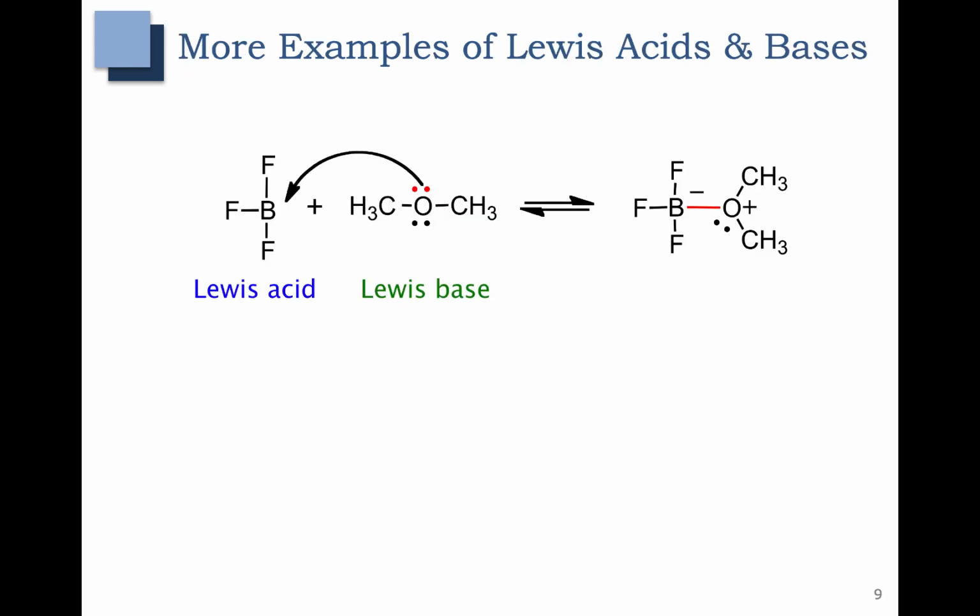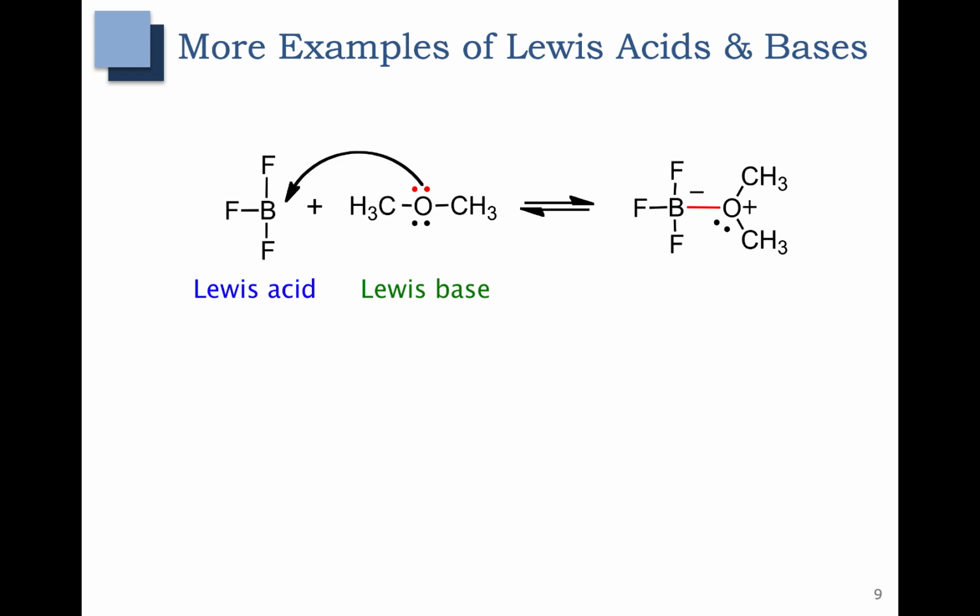Let's look at some examples of Lewis acids and bases that are not Bronsted-Lowry acids and bases. So for example, look at BF3 over here. BF3 is a Lewis acid, but it is not a Bronsted-Lowry acid because it doesn't have any protons to donate. So what's happening here? Boron, remember, has a valence of 3. So it has 3 bonds, but it doesn't have an octet. And that makes it highly reactive and wanting to accept electrons.